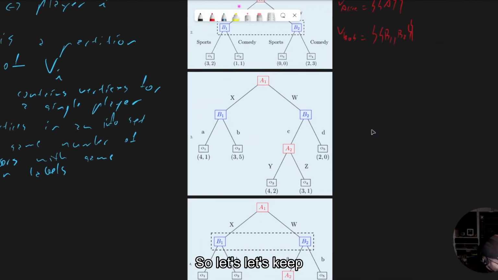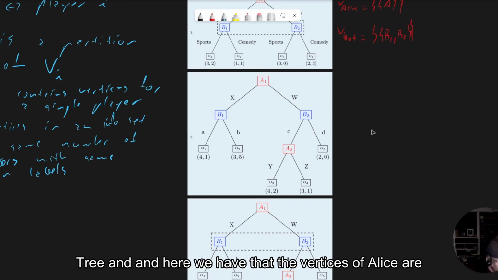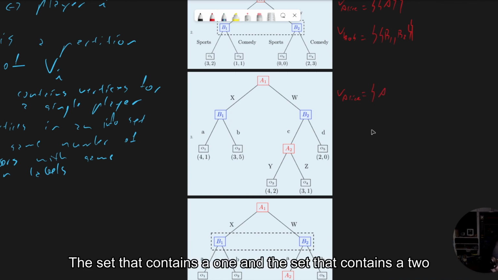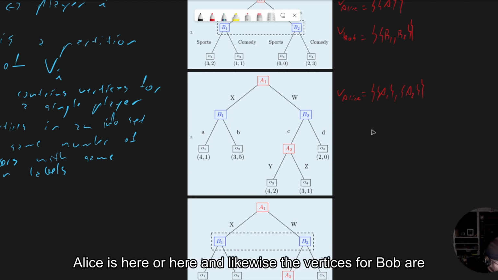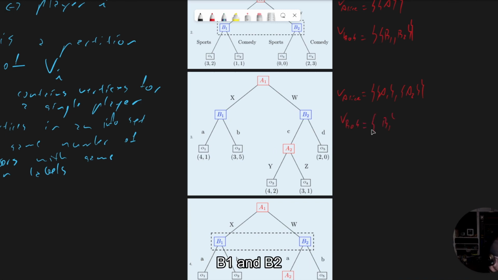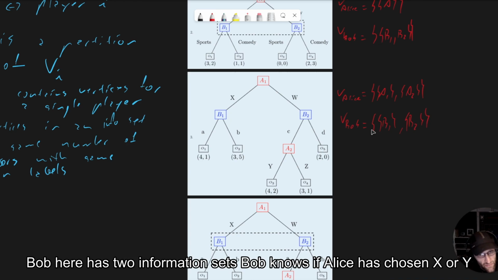So let's keep going with this next slightly larger tree, and here we have that the vertices of Alice are the set that contains A1 and the set that contains A2. Because Alice knows if Alice is here or here. And likewise, the vertices for Bob are B1 and B2. Bob here has two information sets. Bob knows if Alice has chosen X or Y.